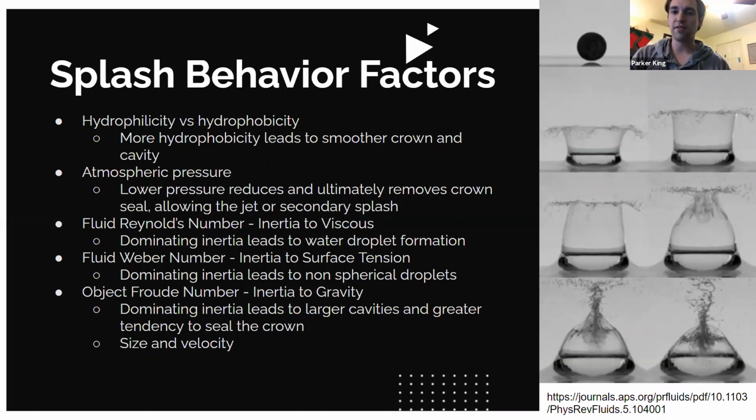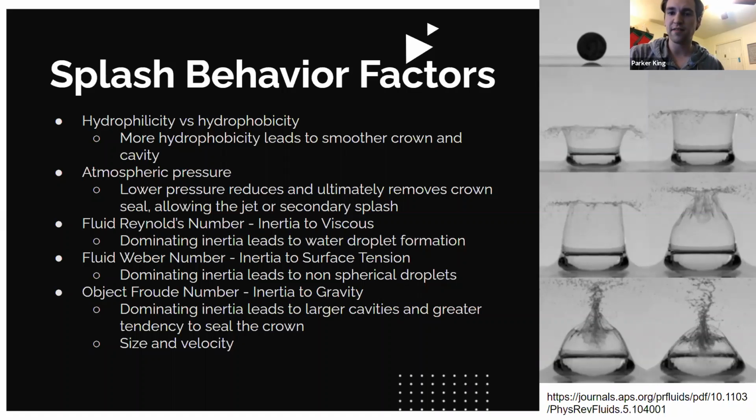Also, we found out that when atmospheric pressure is reduced, the crown seal does not happen as much. And that seal can be seen in the images to the right, where the crown comes up onto itself. When this seal happens, it prevents the secondary splash from really occurring because it runs into the seal. So the lower the atmospheric pressure is, the less likely there is for a seal to form. And if the seal doesn't form, you can see the secondary splash happen.